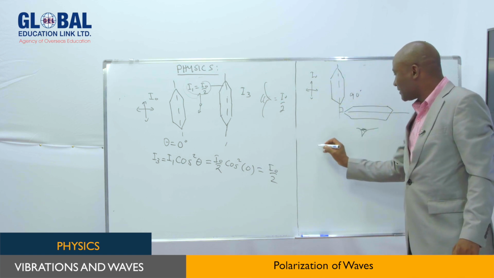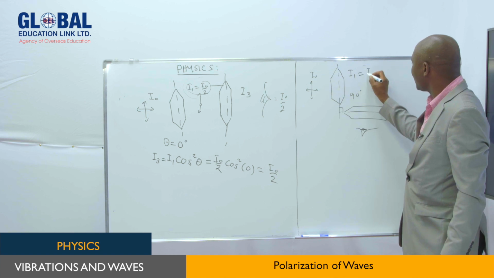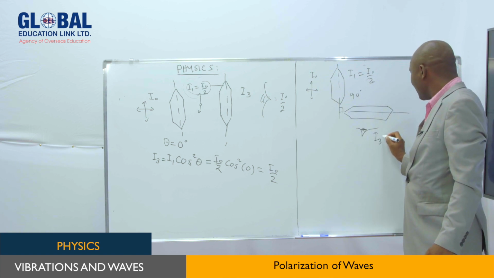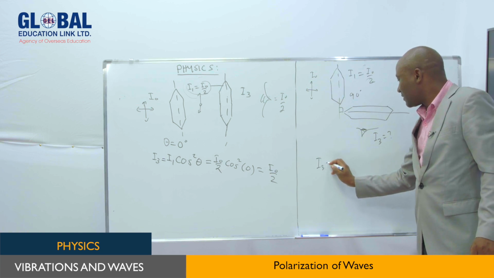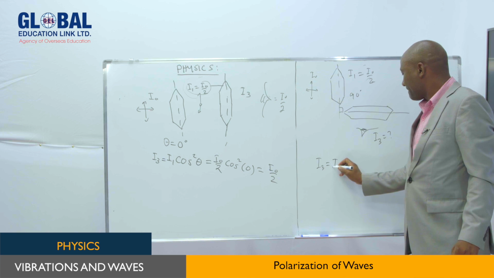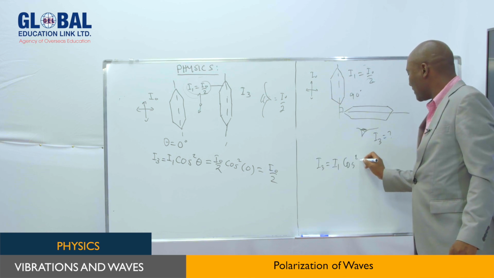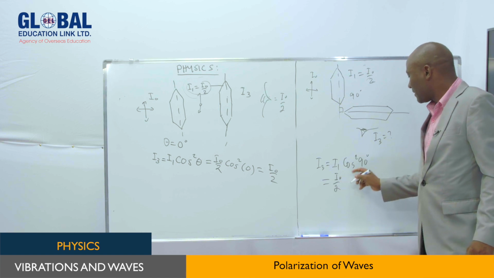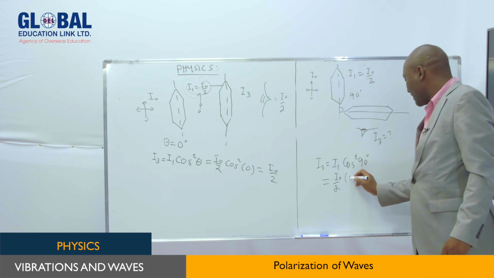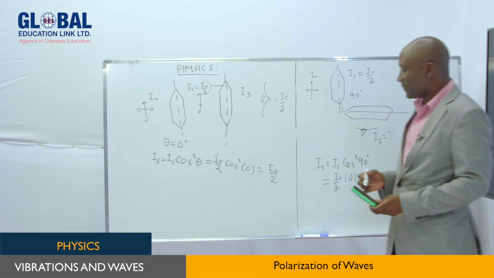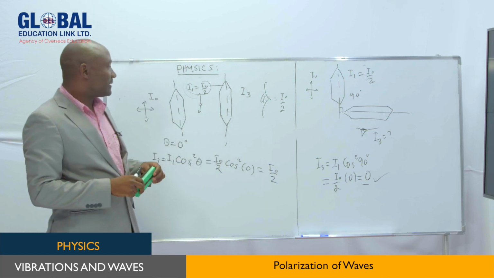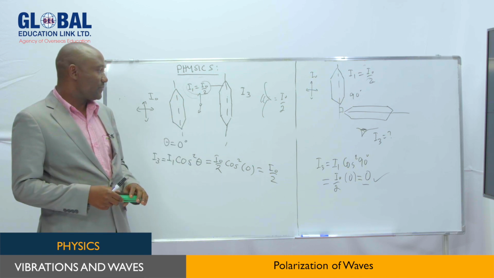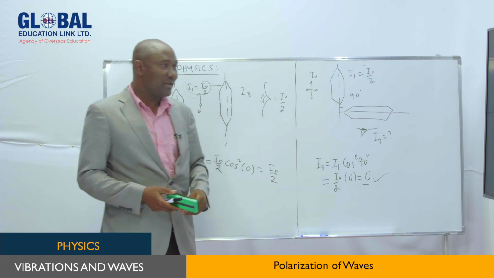Now here, the angle is 90, so using the formula, let's take this is I1. We know this is I naught over 2. One of the components has been absorbed. How much will be transmitted here? This is I3. So I3 equals what? I1 times cosine squared of the angle, which is 90. So our I1 here is I naught over 2. Cosine of 90 is 0. So that gives 0. Very wonderful. You can see now, you can use this theorem to find the intensity of the light transmitted through different polarizers at any given angles. So that's how Malus's law is applied for these cases.